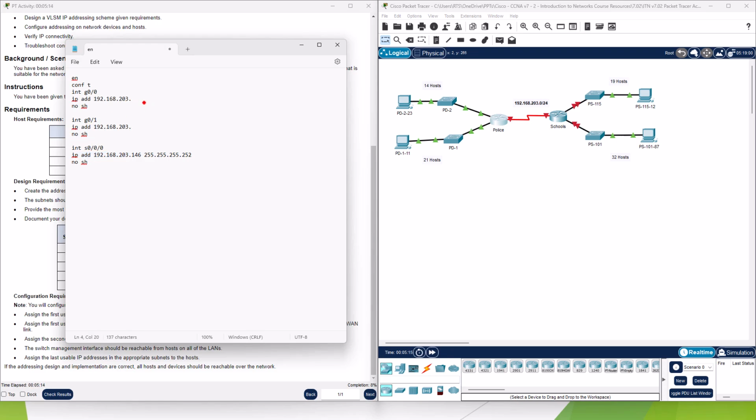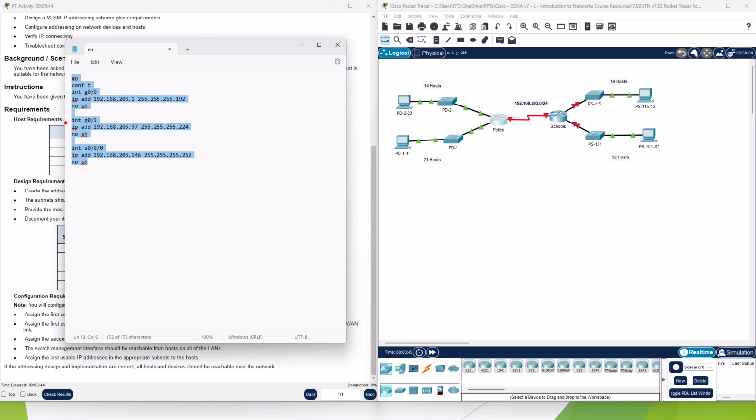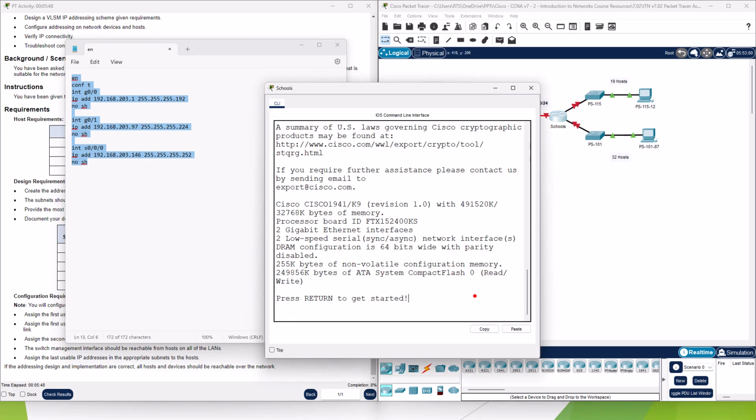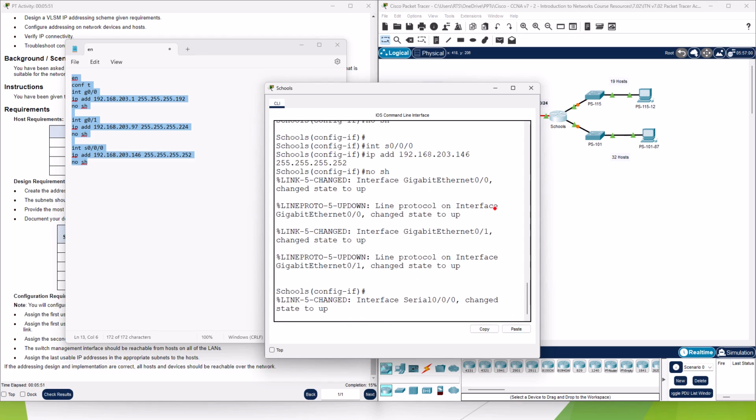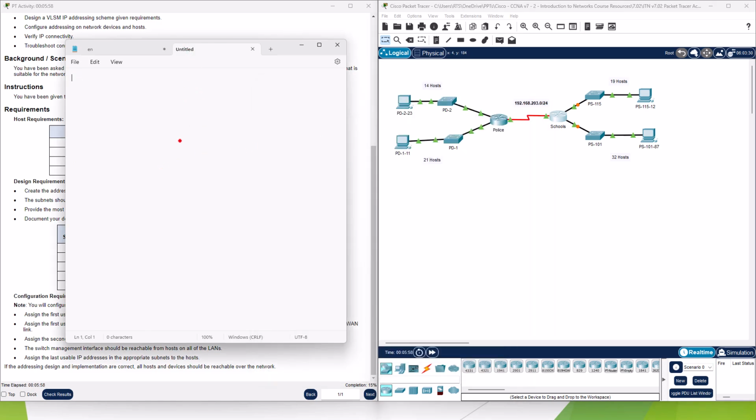Alright, so I'm configuring school gig 0/0, for PS101, which would be .1, subnet mask 192. For gig 0/1, that'd be a .97 to 224. Again, building it off my address chart. All right. Next, I'm going to be doing the VLANs.